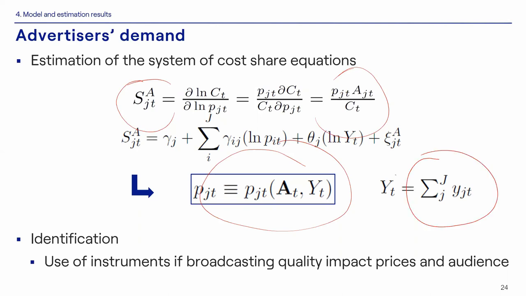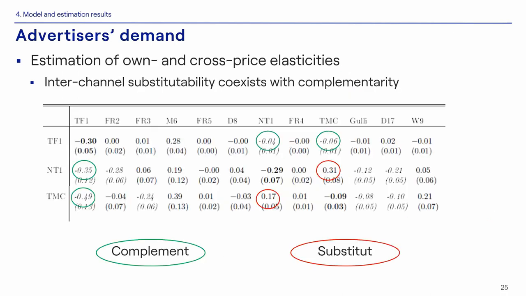of viewership. There is a problem of endogeneity, but it is not severe, and it is easy to solve. And you can see here the values that we can get from the cost elasticity.